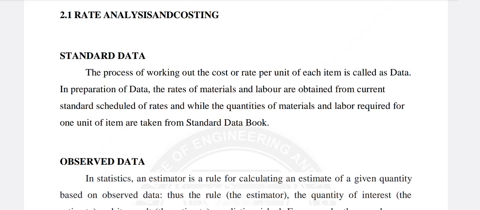So this is the concept. For that concept we have to find out the analysis of rates in particular works. For example, stone masonry. Separately we have to calculate the quantities of work, and we have to analyze the rate, and finally we have to get the total cost of the particular work and total cost of the building. This is the concept of rate analysis.